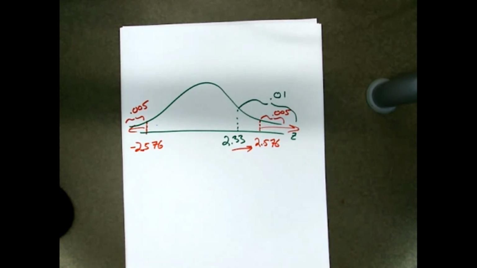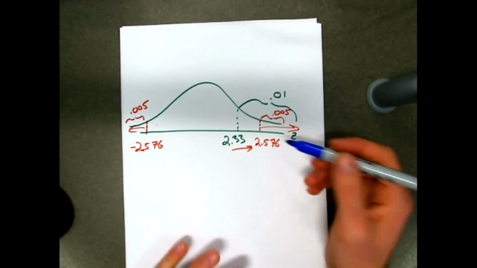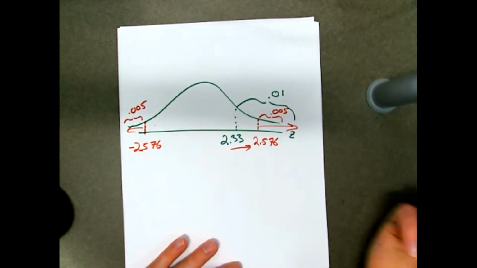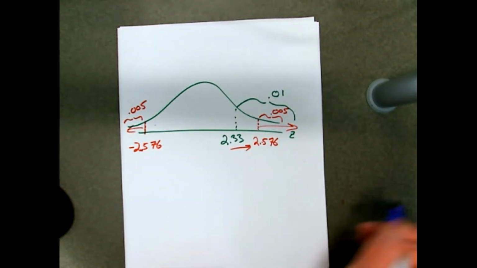I'm okay with awkward silences. If I'm waiting for a while, it means I want to make sure you guys are following along with me. So I'm going to have to determine where my test statistic is and see if it falls in my rejection region or if it doesn't. Okay.